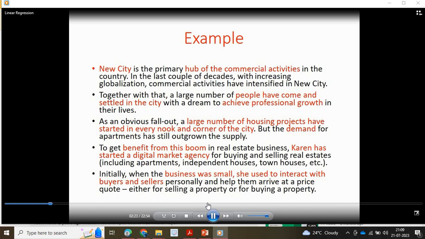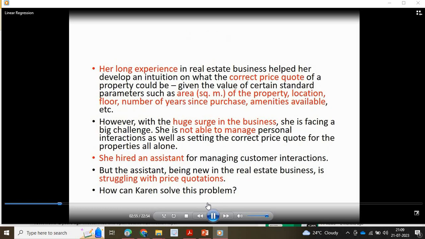To get the benefit from this boom in the real estate business, one person, Karan, has started a digital market agency for buying and selling real estate. Initially, when the business was small, she used to interact with buyers and sellers personally and help them arrive at a price quote, either for selling a property or for buying a property. Her long experience gave her more and more intuition on the correct price quote of the property.